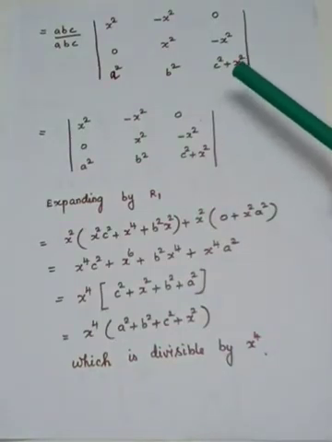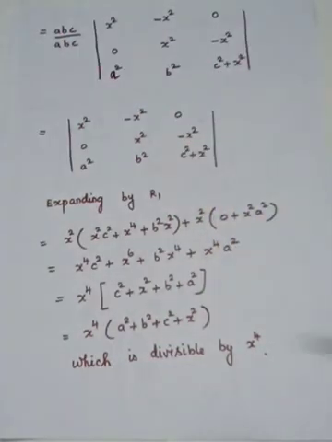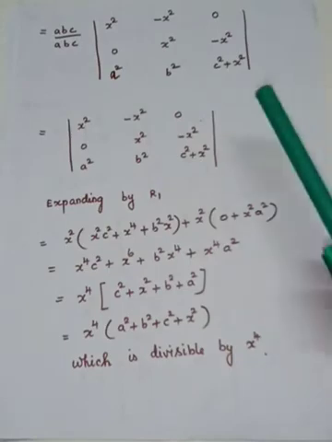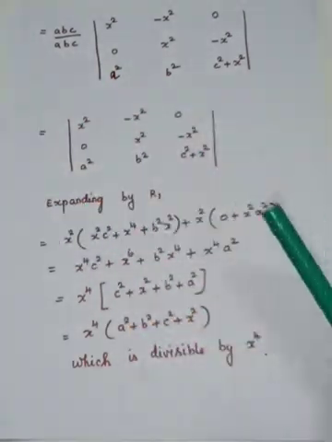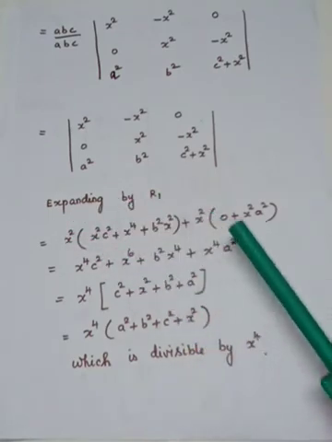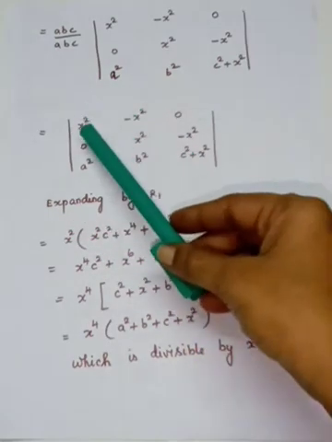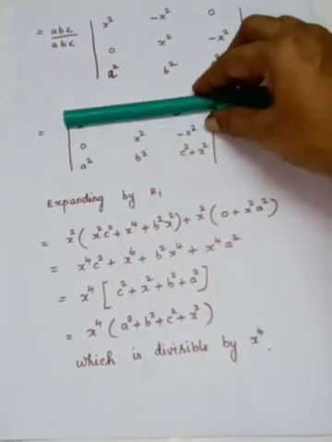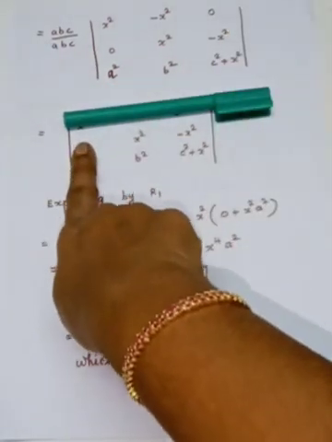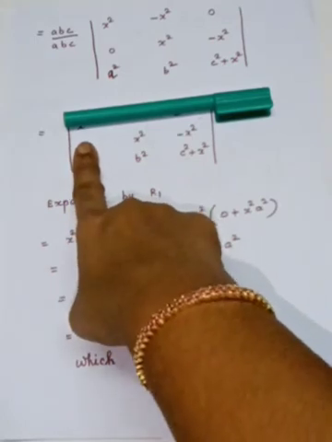Okay, so see now abc and abc is getting cancelled. Now you can expand, or otherwise from R1 you can take x² out. That also you can do. So I have expanded by R1. So you have to write the first entry x², delete the first row and the first column. So what is remaining? You will have a 2 by 2 determinant.